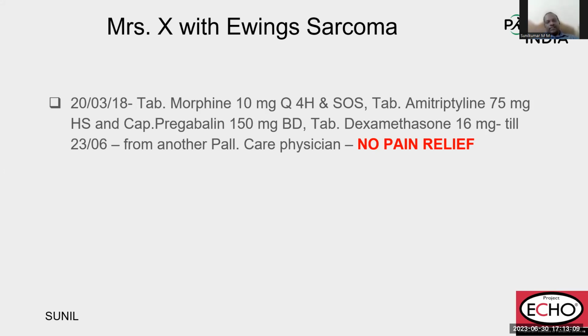So she was started on morphine and there is no pain relief. So what would you do now? Titrate the morphine up. Sorry? Do you titrate the morphine dose to the high side? Yeah, that can be done. Anything else? Add an NSAID.